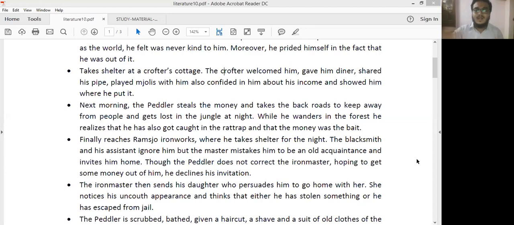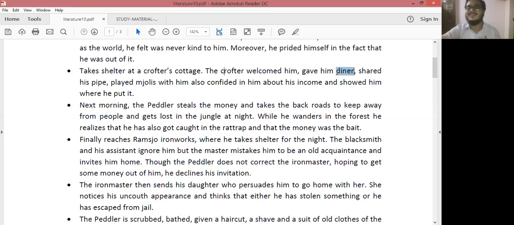Okay. And what did he offer to him? That is porridge. Okay, what was the meal he offered to him? It is porridge. Gave him in dinner, shared his pipe. Okay, gave him in dinner means here it is mentioned as dinner, but in your text it is mentioned as supper. Okay, so in your text it is given as supper. So you remember, you will mention that as supper only in your writing.